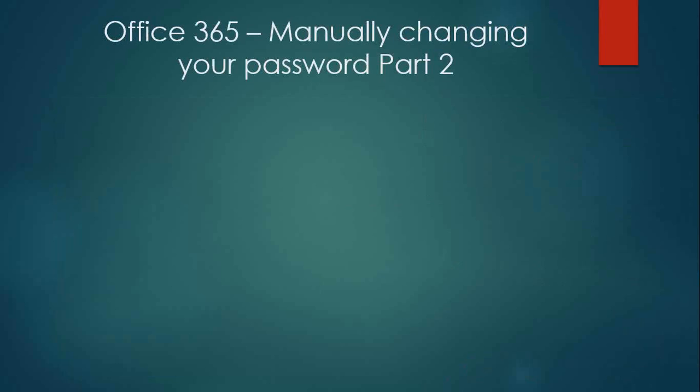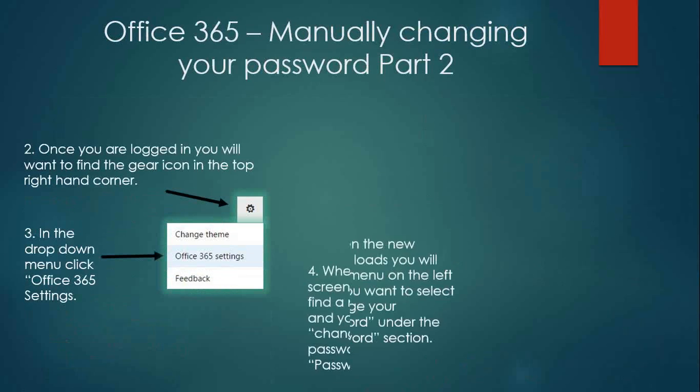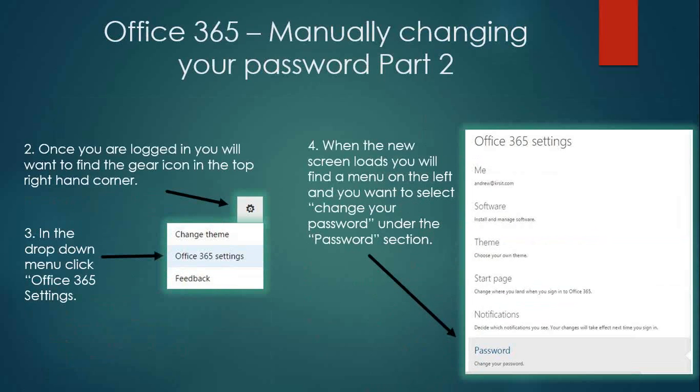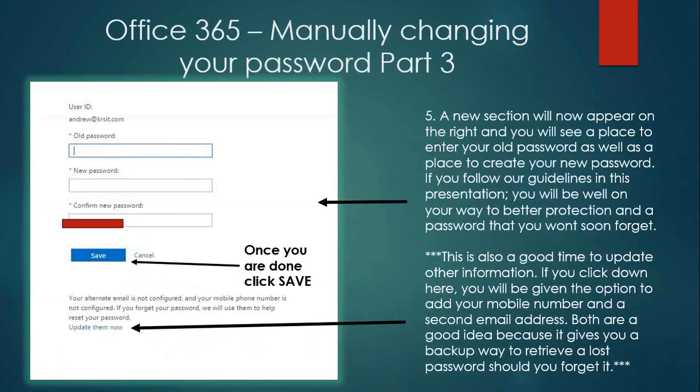The next steps, once you've logged in, you will want to find the gear icon in the top right-hand corner. In the drop-down menu, click Office 365 Settings. When the new screen loads, you will find a menu on the left, and you will want to select Change Your Password under the Password selection. A new section will now appear on the right, and you will see a place to enter your old password as well as a place to create your new password.